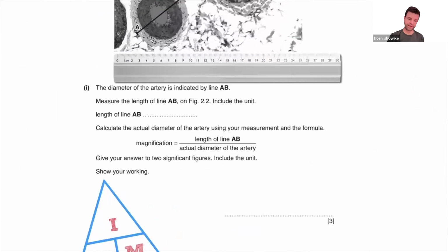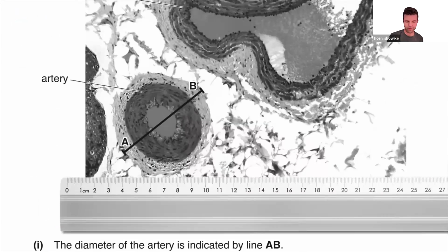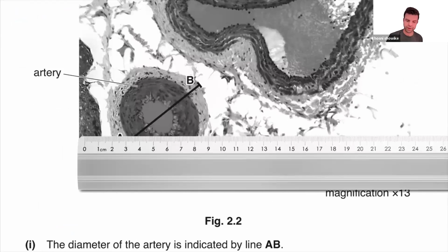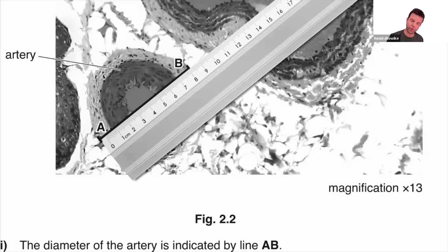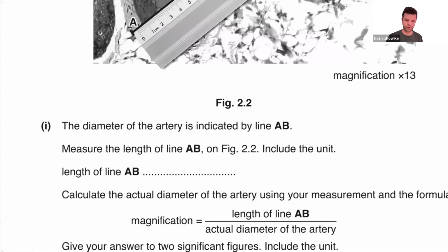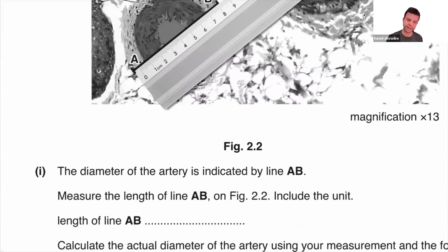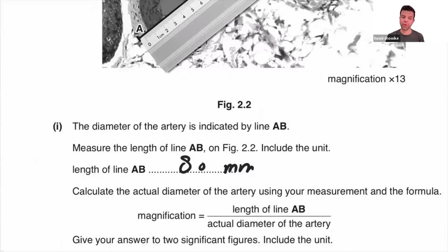Next, they said, find the length from A to B. So take your ruler and find that length from A to B here, whatever the length is on your paper, okay? And then record that length right here. So in my case, it's like 8. I'm going to write 8 centimeters or 80 millimeters. I always prefer millimeters because it's easier to calculate rather than dealing with decimal points.